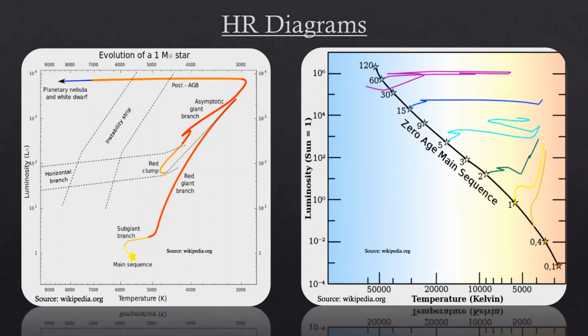So just on an HR diagram, if you know the mass of the star, you know the position of the star, you know how old it is, you know what it is doing.